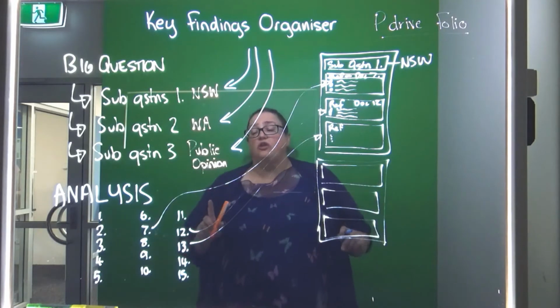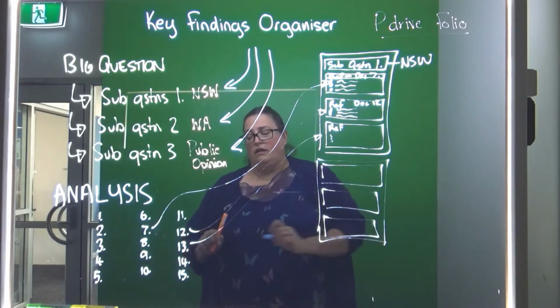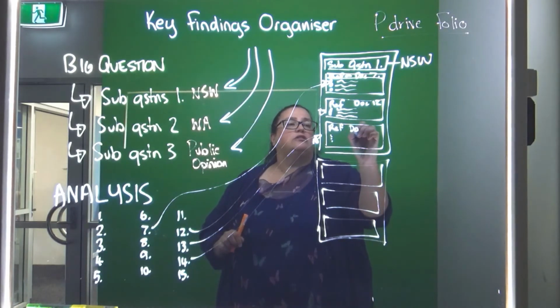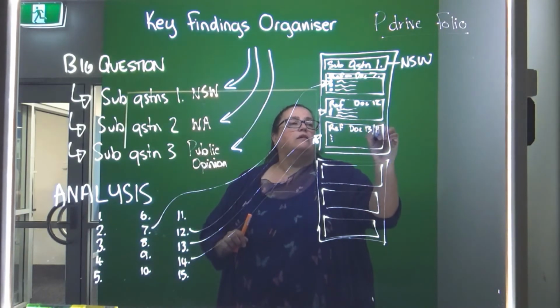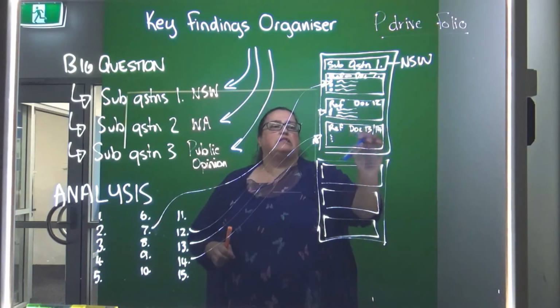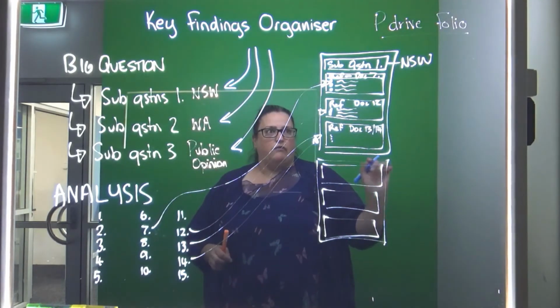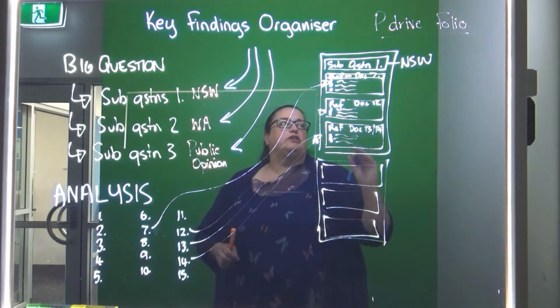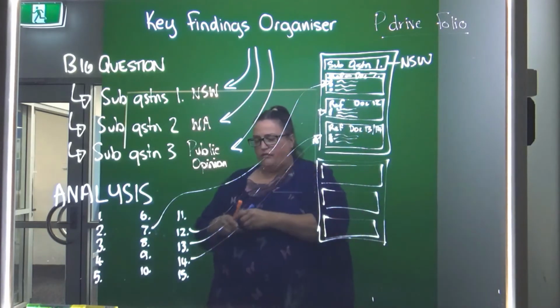You might have 2 documents that tell you very much the same thing. And if that's the case, then you can substantiate your information by putting them in together. And when it comes to referencing, you include both of those references in your document when you're Harvard referencing. Okay, so that is the first part of your Key Findings Organiser.